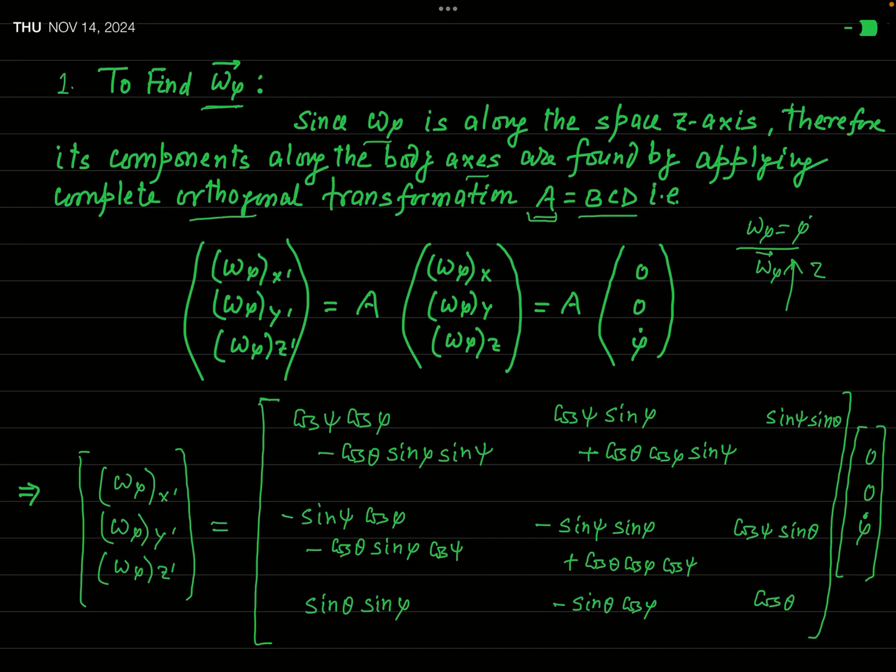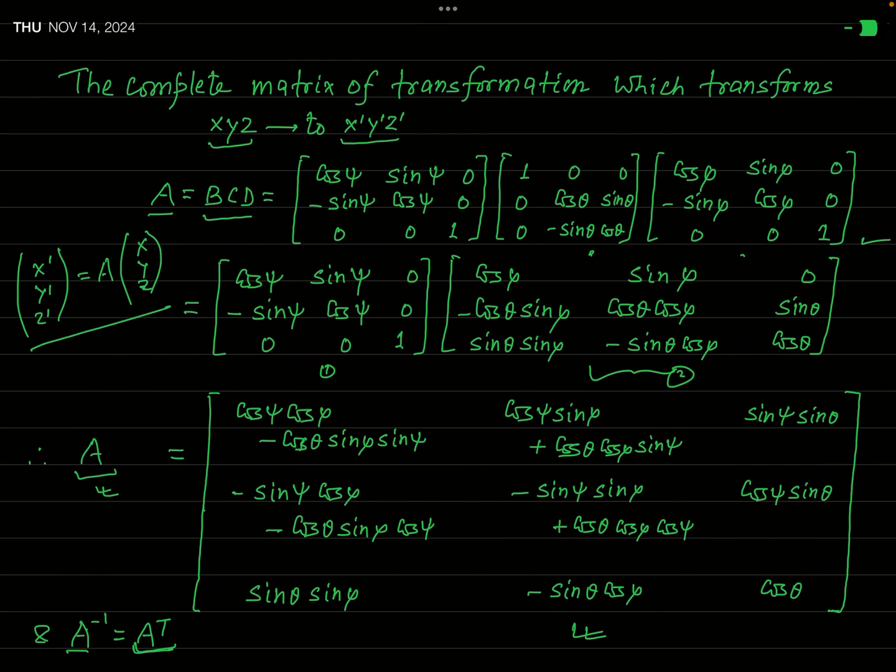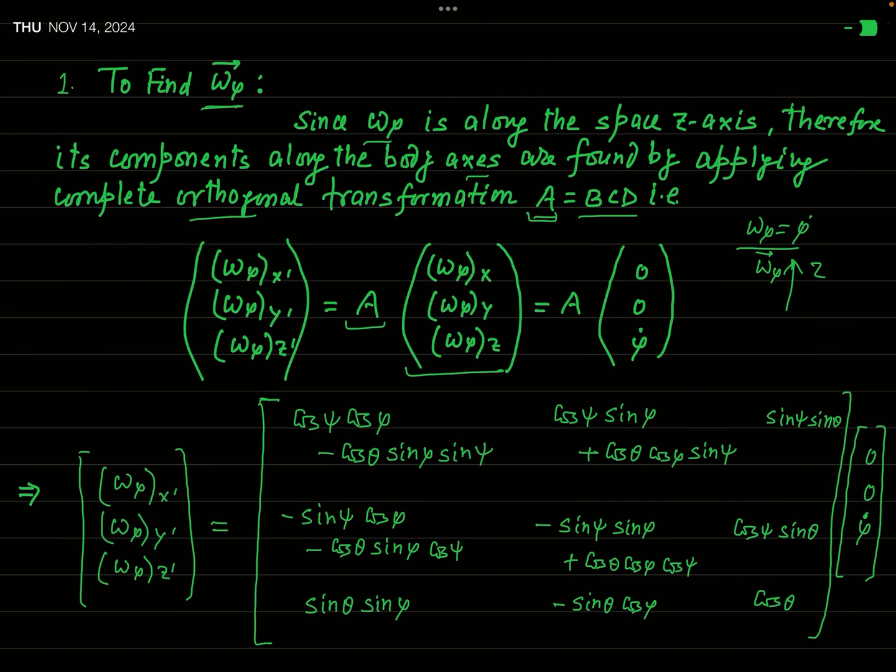So if omega phi x dashed, omega phi y dashed, and omega phi z dashed are the x, y, and z components of omega phi along the x, y, z axes of the body set of coordinate axes, then these can be found by operating the complete transformation matrix A on the components of omega phi along the x, y, z axes of the space coordinate system. As you have just seen, if your aim is to find x prime, y prime, z prime, then you must operate A on x, y, z. Here in the place of x, y, z, we have omega phi x, omega phi y, and omega phi z, and in the place of x prime, y prime, z prime, you have this column matrix.